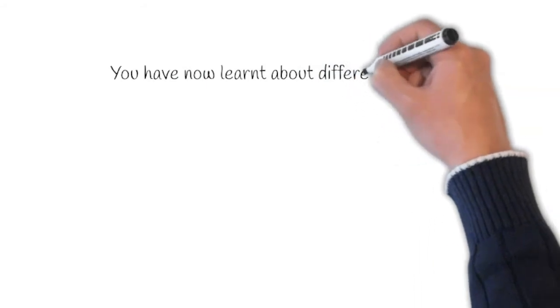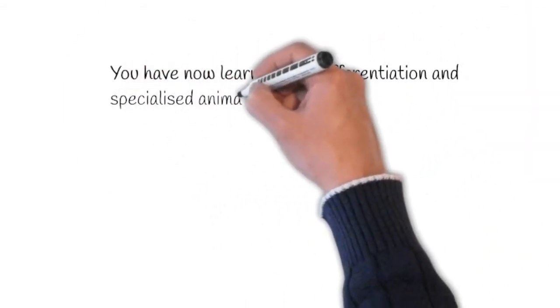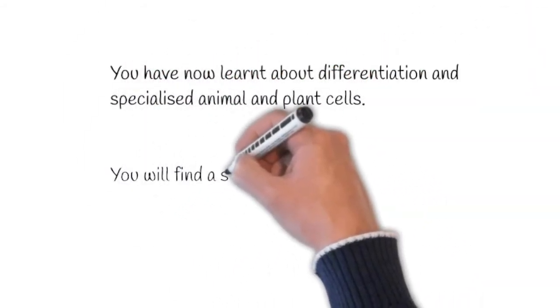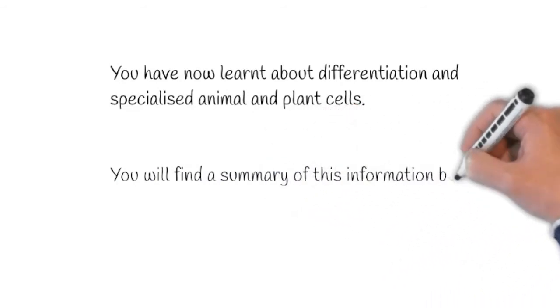You have now learned about differentiation and specialised animal and plant cells. You will find a summary of this information below.